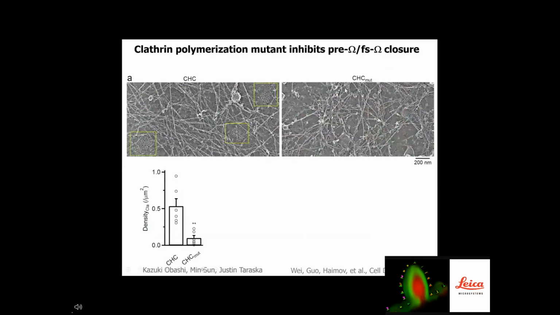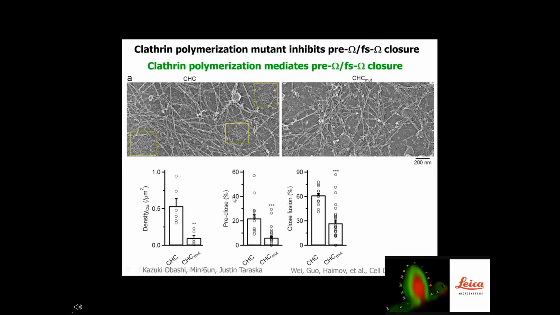If we use a clathrin mutation to block clathrin polymerization, we see that the clathrin polymerization is reduced dramatically. Here we don't see any clathrin patches in these examples. And here are statistics showing you that this clathrin mutant can block clathrin polymerization. This mutant also blocks the preformed omega profile closures and also the fusion pore closure. So this means that clathrin polymerization is required to mediate the pore closure.